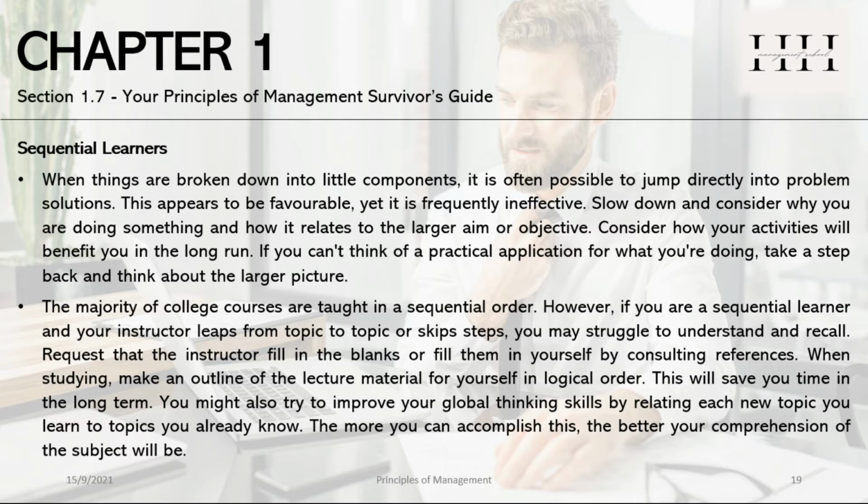The majority of college courses are taught in a sequential order. However, if you are a sequential learner, and your instructor leaps from topic to topic, or skips steps, you may struggle to understand and recall. Request that the instructor fill in the blanks, or fill them in yourself by consulting references. When studying, make an outline of the lecture material for yourself, in logical order. This will save you time in the long term. You might also try to improve your global thinking skills by relating each new topic you learn to topics you already know. The more you can accomplish this, the better your comprehension of the subject will be.